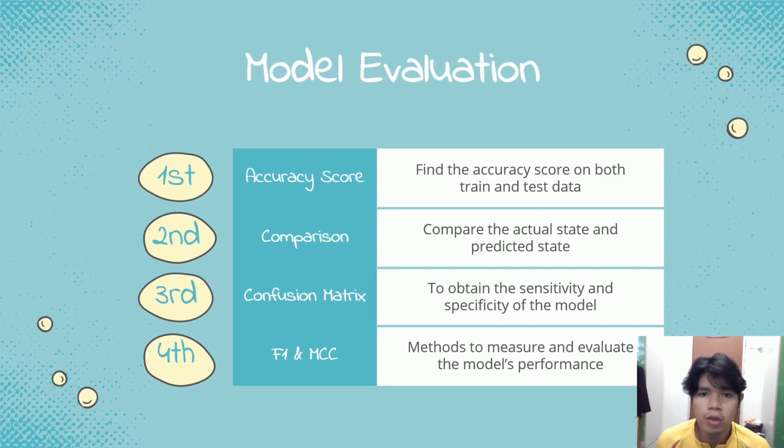I will proceed with model evaluation. There are going to be 4 processes in this part. The first one is accuracy score. It is to find the accuracy score on both trained and test data. The second one is comparison between the actual state and predicted state. Next is confusion matrix. It is to obtain the sensitivity and specificity of the model. And the last one will be F1 and MCC methods to measure and evaluate the model's performance.